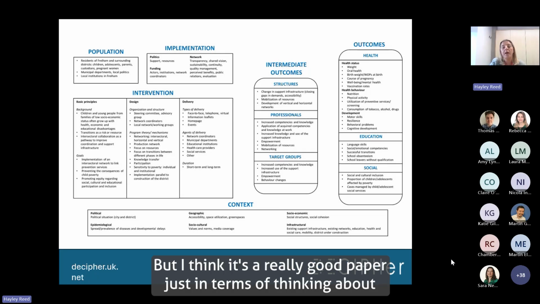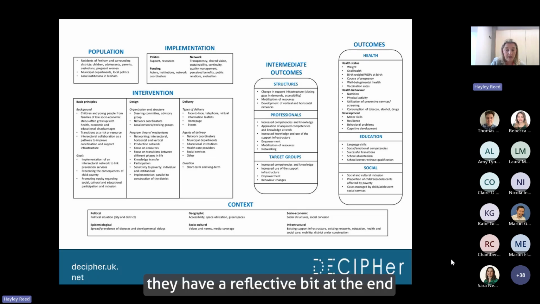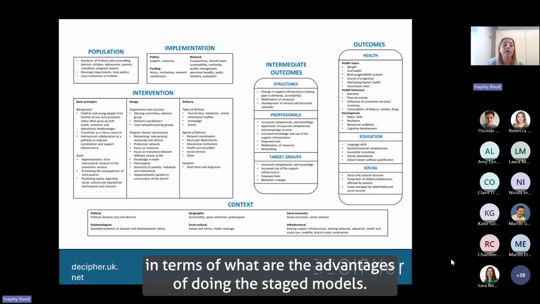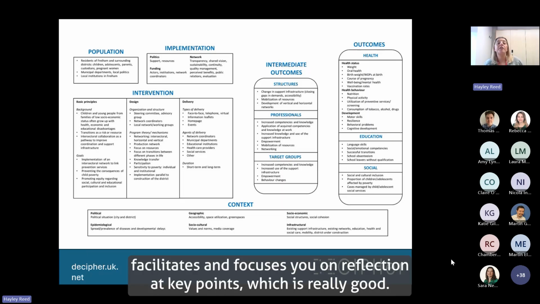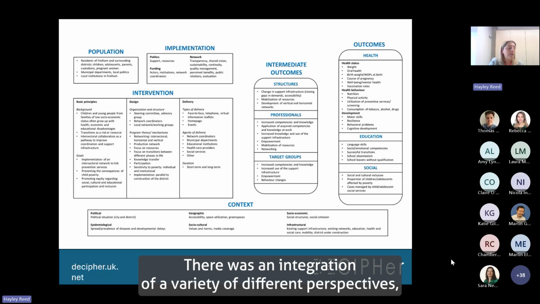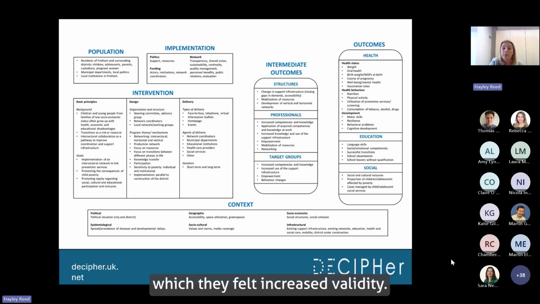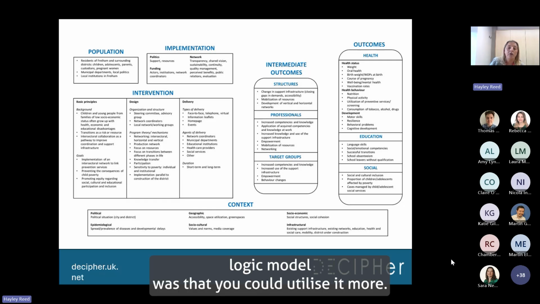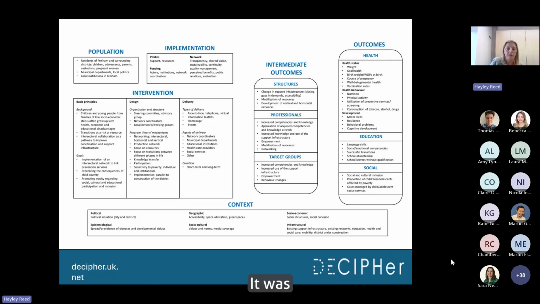But I think it's a really good paper, just in terms of thinking about it, they have a reflective bit at the end, which very much talks about what was supportive, what are the advantages of doing this stage model. So they said it facilitates and focuses you on reflection at key points, which is really good. It supports planning for the research team. There was an integration of a variety of different perspectives, which they felt increased validity. And also they felt towards the end, the logic model could be utilized more. It had increased utility.